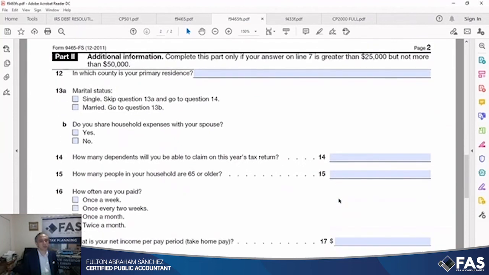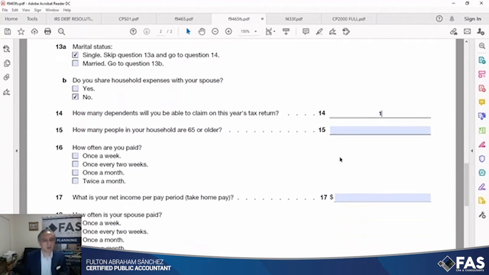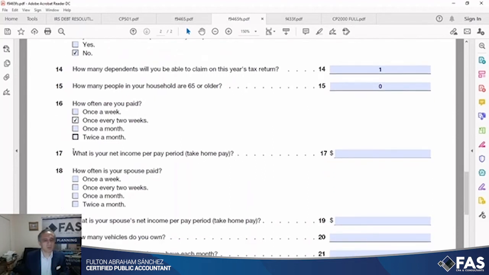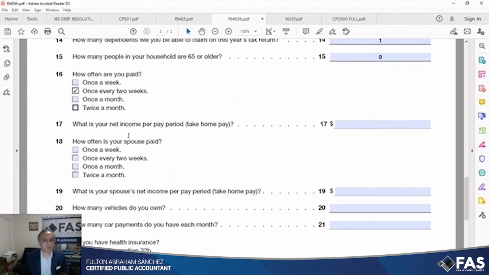And then comes page number 2. Remember, this is only if you owe more than 25 but less than 50. Country of primary residence as US. Marital status, either single or married. I will make it single. Do you have sales expenses? No. How many dependents do you claim on your tax return? Yourself. How many people in your household are certified? 0. How often are you paid? Once every 2 weeks.